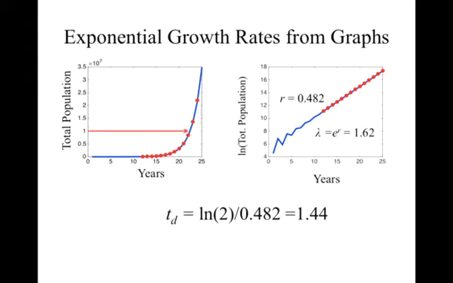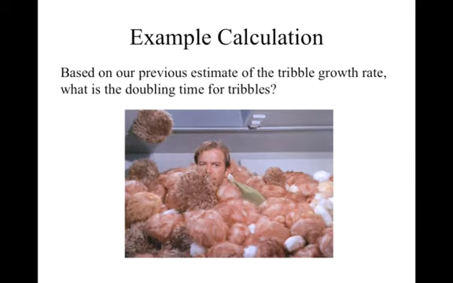So again, if I had a population of 1 times 10 to the 7, then double that population would be 2 times 10 to the 7, and what you'll notice is that it does indeed take about 1.44 years for that population to double. And it would take another 1.44 years to reach 4 times 10 to the 7 for the total population size.